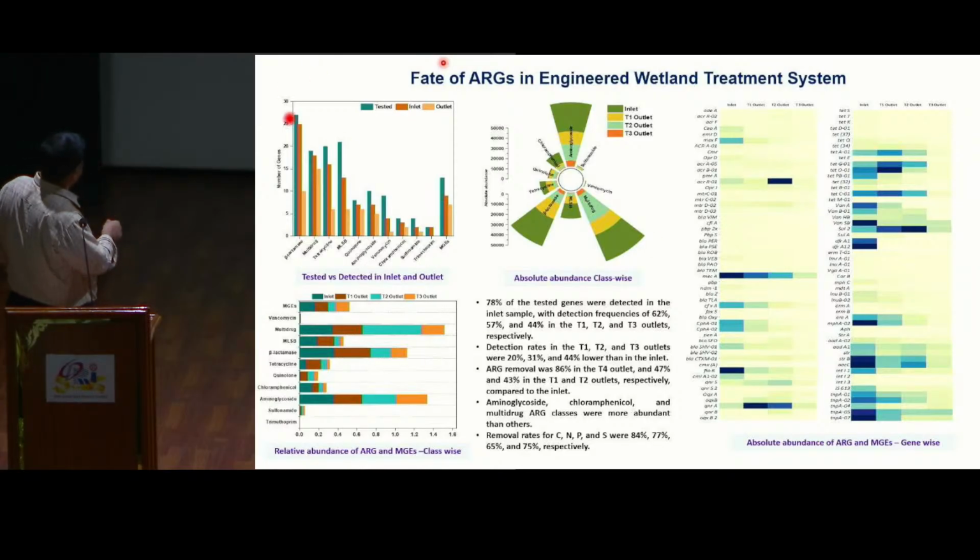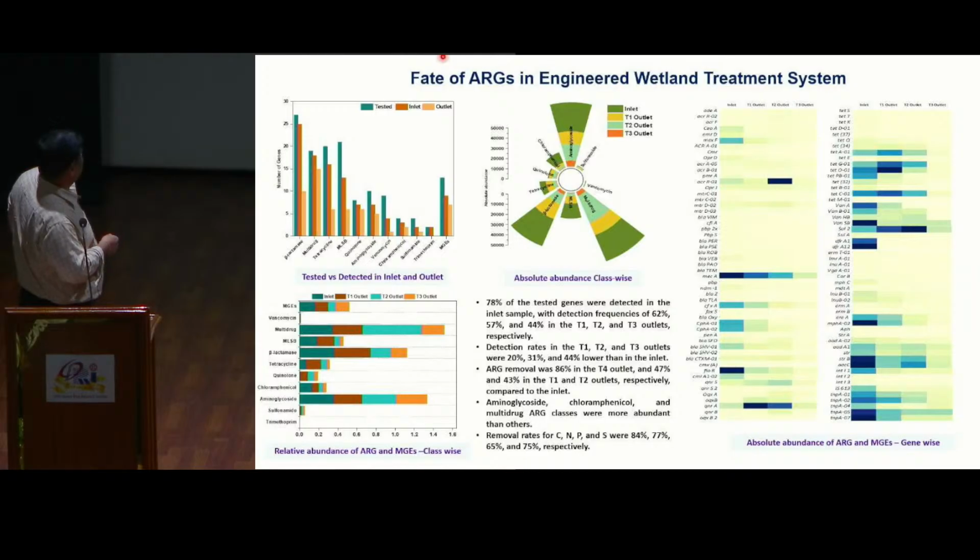So you can see that there is significant reduction with each of the treatment units, which we call T1, T2 and T3. 78% of the tested genes were detected in the inlet, and among these there was a 62% reduction in the first one and 75% in the second, and finally a 44% reduction in the final treated wastewater. This is significant in the sense that we are not using any chemical as a disinfectant. So again we can see which kind of antibiotic resistant genes are persisting, based on the data.